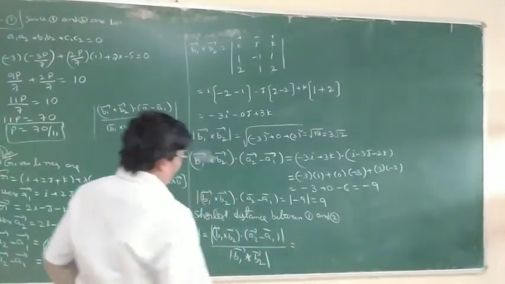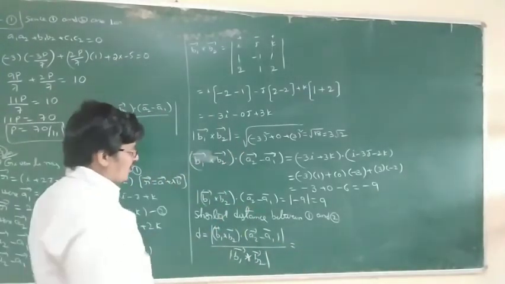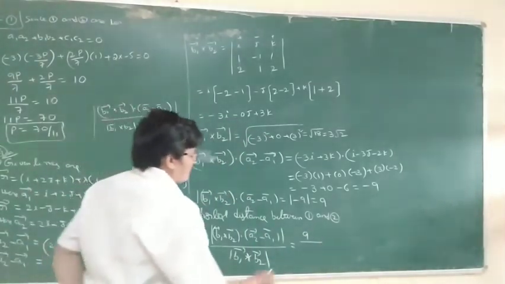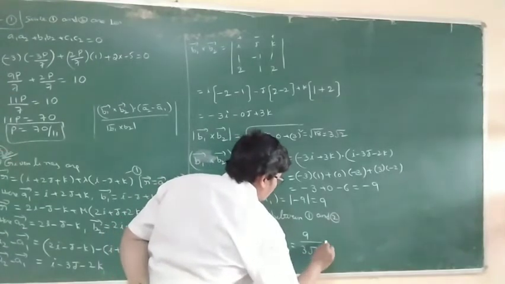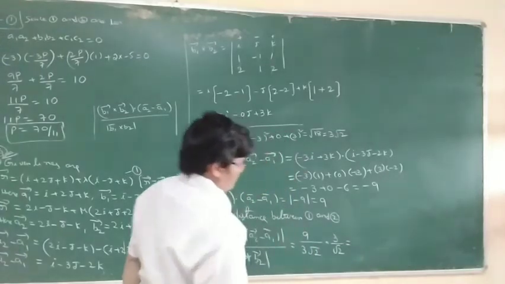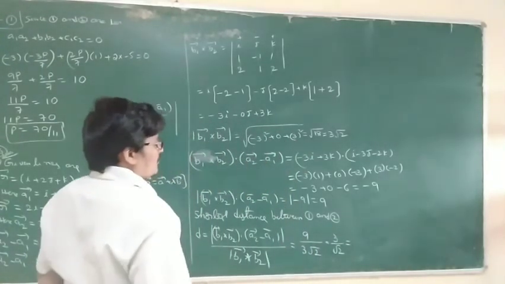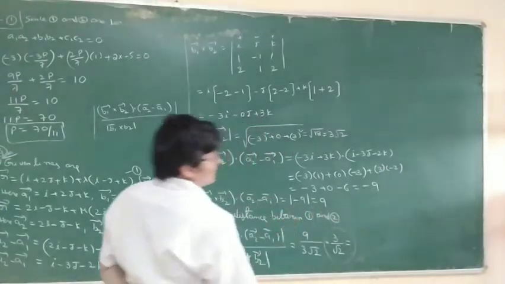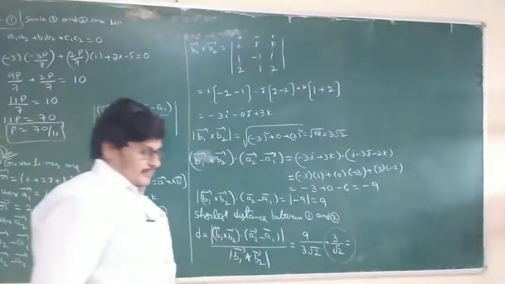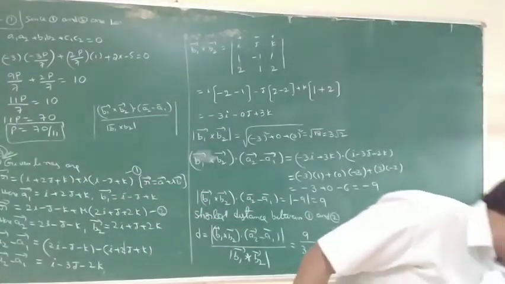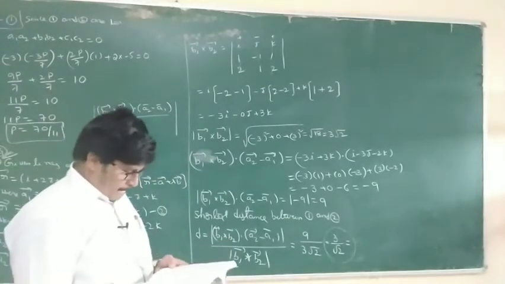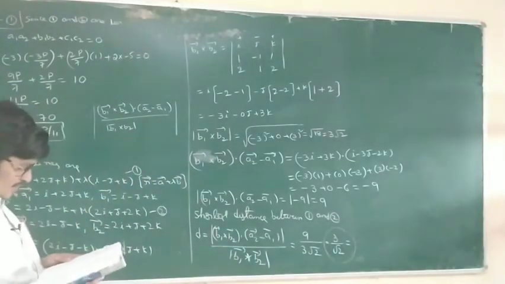So |b1 × b2| · (a2 − a1) divided by |b1 × b2| is equal to 9 by 3√2, which is 3/√2. So this is the shortest distance between the two lines. Okay, the shortest distance between the two lines, this is the formula. Okay, clear?